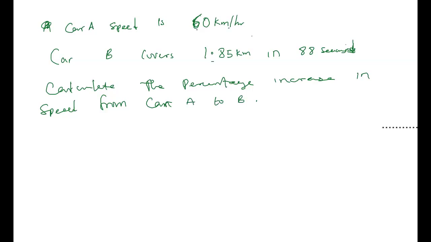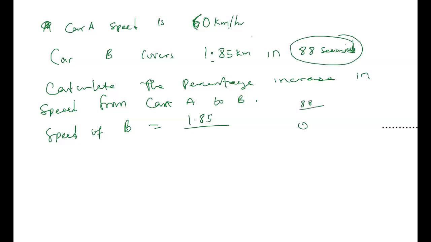So from car A to B, we have to find the speed of B first. What's the speed of B? It equals 1.85 kilometers in 88 seconds. You have to convert 88 seconds to hours. So that gives you 88 divided by 3600, converting into hours. That gives me 0.024.